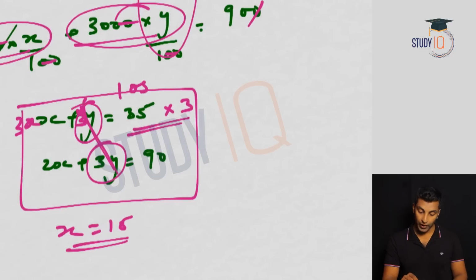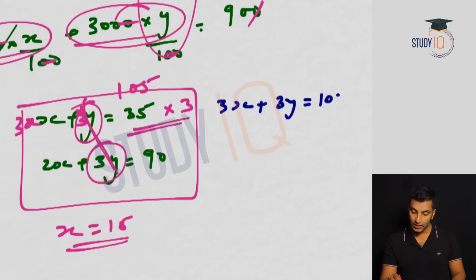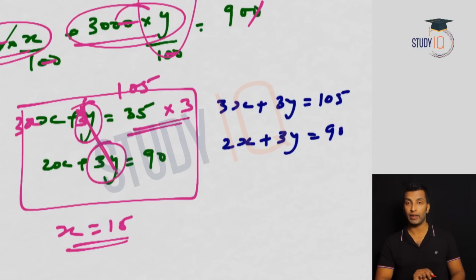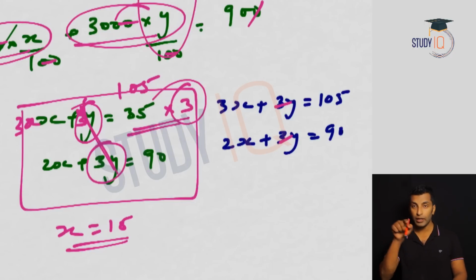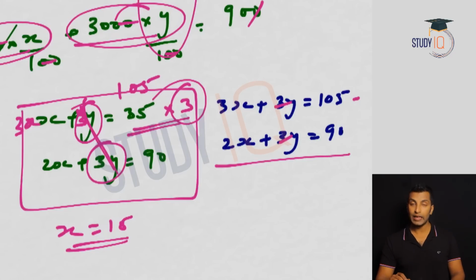Then this becomes 105. Now see, what you need to do is just multiply with 3. So what will effectively happen is 3x plus 3y is equal to 105. That's your first equation. Then 2x plus 3y is equal to 90. That's your second equation. We are going for the elimination approach. That's why we multiplied with 3. So eliminate this. How? You subtract 2 from 1. So basically 1 minus 2. So you get 3x minus 2x, x is equal to 15.